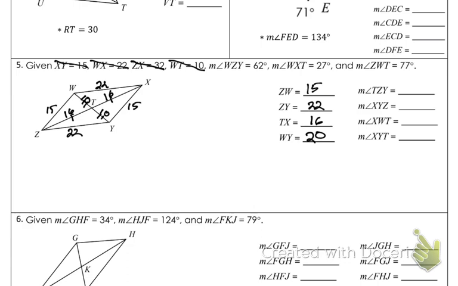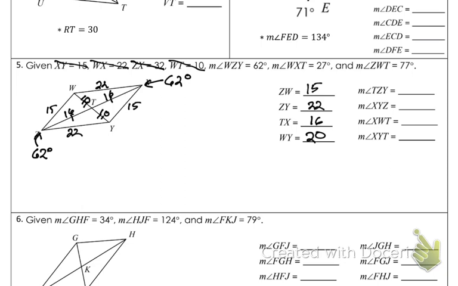Now we have WZY. That's the big angle right here. WZY is 62 degrees, which means this WXY will also be 62 degrees. What other angle do I know? So I have WZY is 62, so the one across from it is 62. What does that 62 also give me?